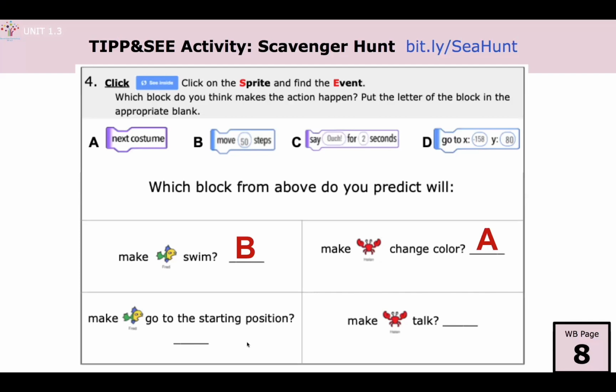Which block did you predict would make Fred go to the starting position? Block D, exactly, the go to XY block, which is what we use to reset sprites to their beginning position at the start of every project. And which block did you predict would make Helen talk? Yes, block C, say ouch for 2 seconds. Excellent job.